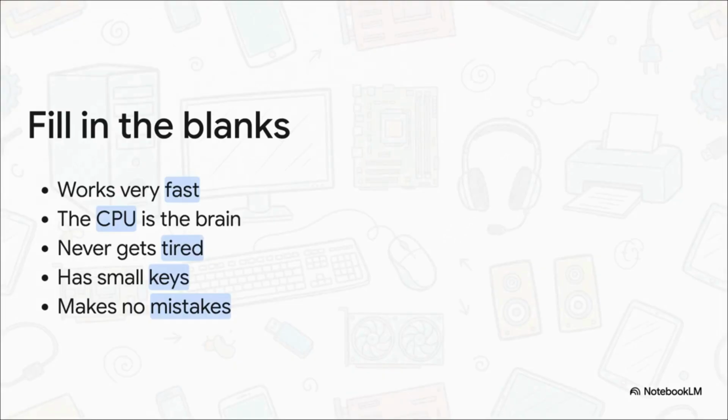Let's lock all this knowledge in with some fill-in-the-blanks. Think of our word bank as we go. A computer works very fast. The CPU is the brain of the computer. A computer never gets tired. The small buttons on a keyboard are called keys. And finally, a computer works without making any mistakes. Seriously, you guys are acing this.